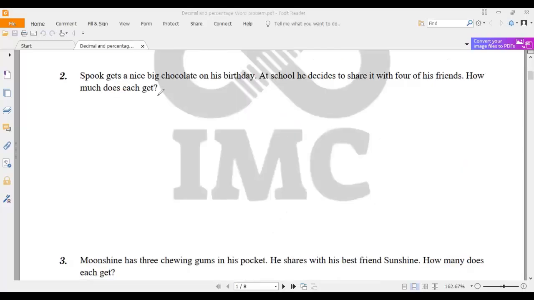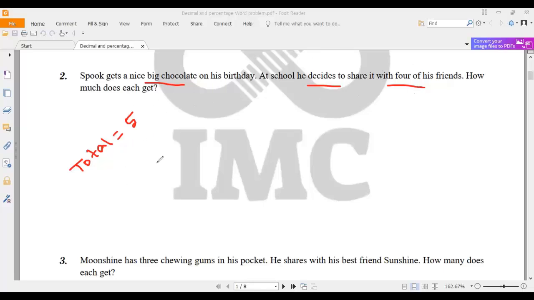Now question number 2. Spook gets a nice big chocolate. So there is one chocolate on his birthday. At school, he decides to share it with 4 of his friends. That means he himself is one person, and with 4 of his friends, that means another 4 persons. So in total, there are 5 persons. So the total number of persons will be Spook and his 4 friends. So 1 plus 4, there will be 5.